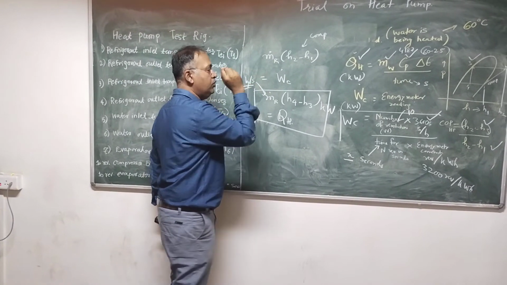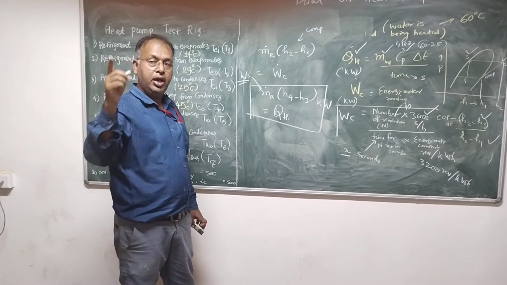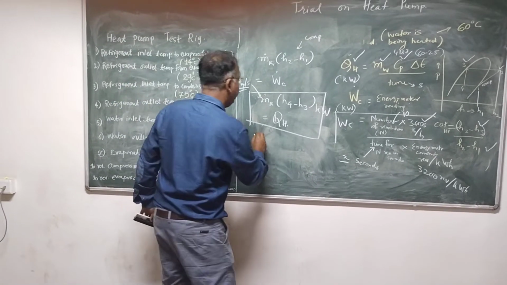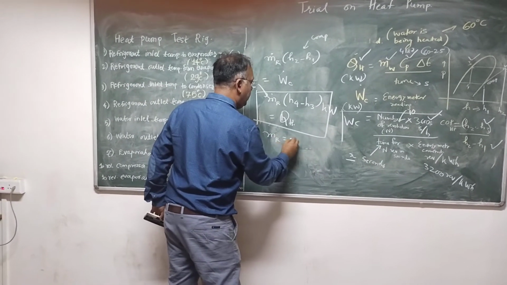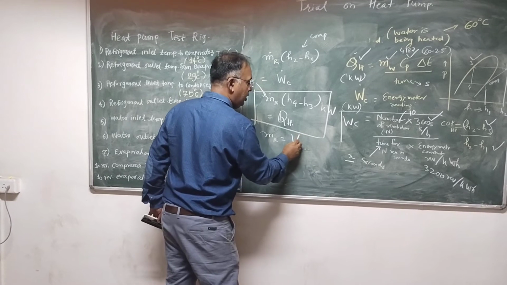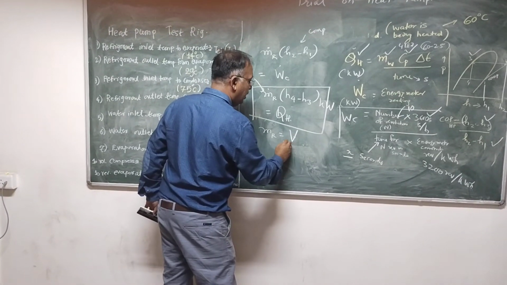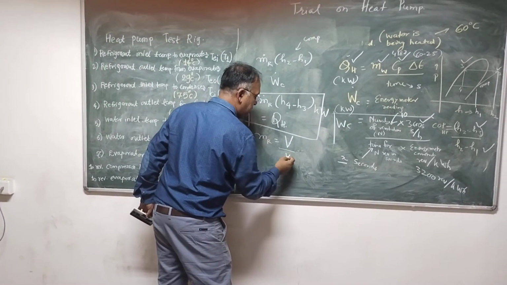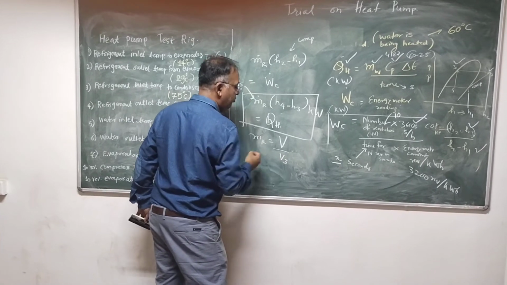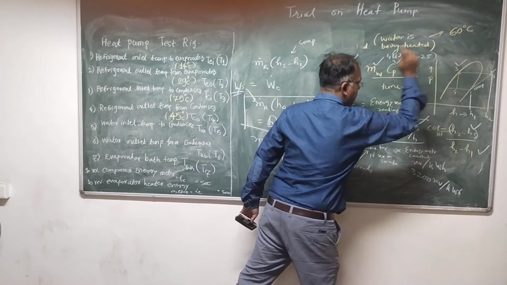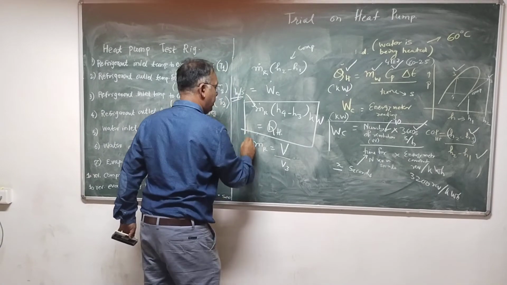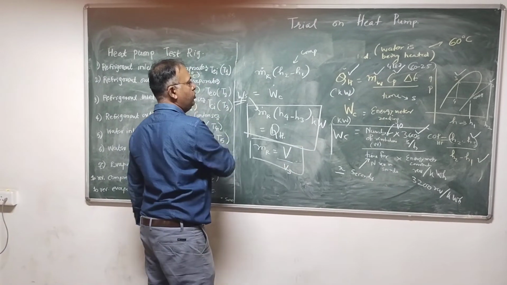And how do you get the mass flow rate in kgs per second? For that we have used the flow meter, and for finding the mass flow rate, we have noted the flow meter reading, which is in volume, and we can use the specific volume at point 3 from the refrigeration tables. This will give you the mass flow rate, and this mass flow rate we use in the calculation.